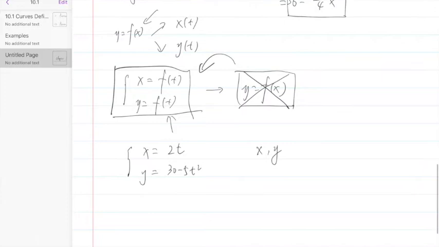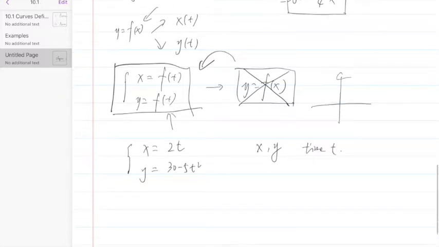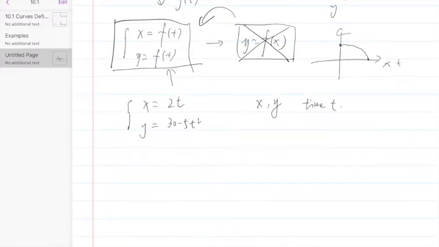One function tells you x, one function tells you y. They all rely on a third parameter, which is called time, t. If you think about the trajectory, it is in the x and y plane. There's no room for t, right? There's no t here or t here. So basically, when you see a trajectory, it's nothing but a relationship between x and y.